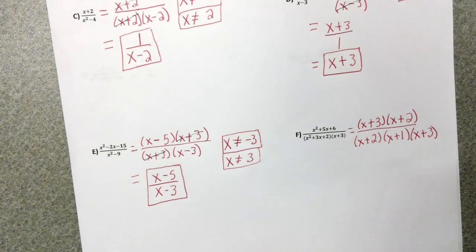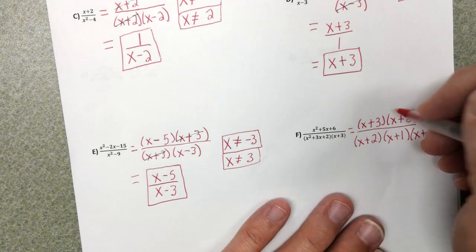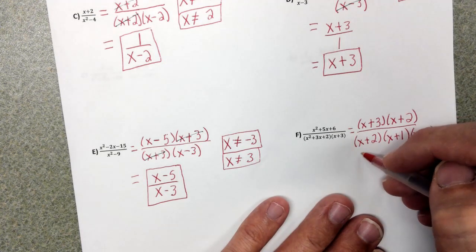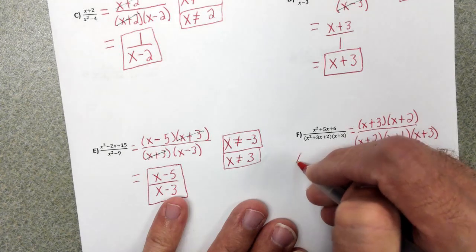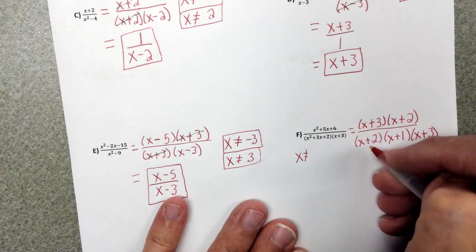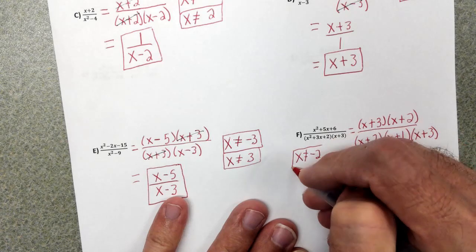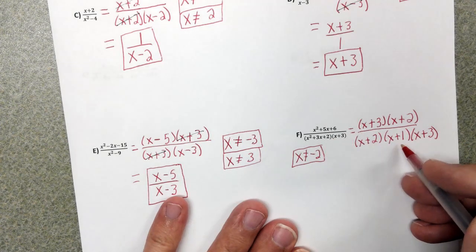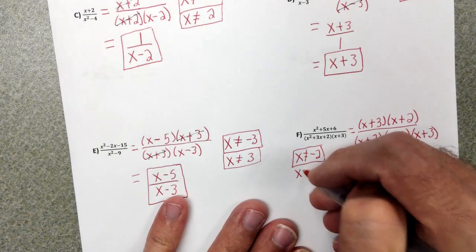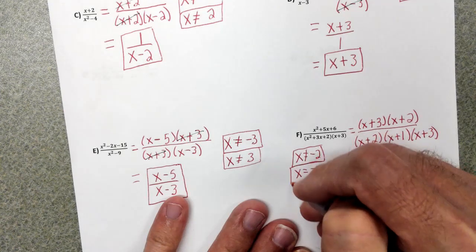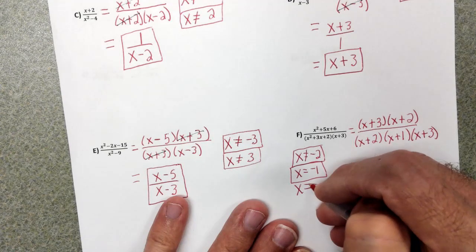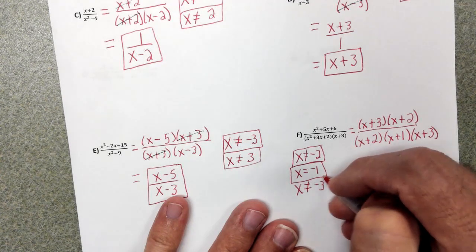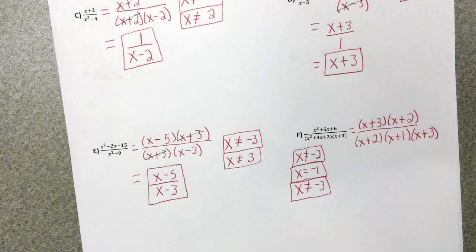So now we're going to have 3 excluded values because I got the x plus 2, so the excluded value there, and I'm going to write those over here on the left side. So the excluded value would be x cannot equal a negative 2. And then the next one for that x plus 1, the excluded value would be a negative 1. And then for the x plus 3, that would be a negative 3. So there's our excluded values.